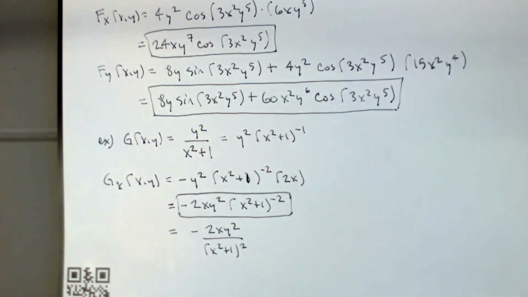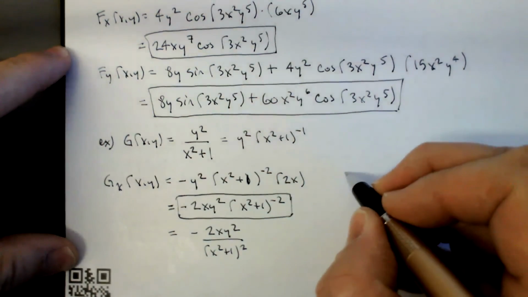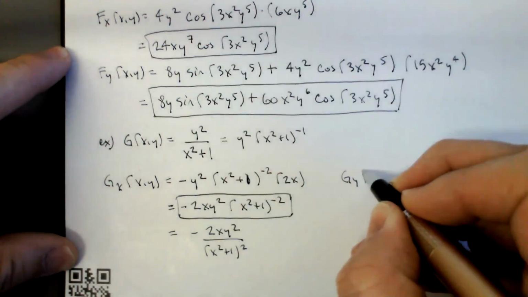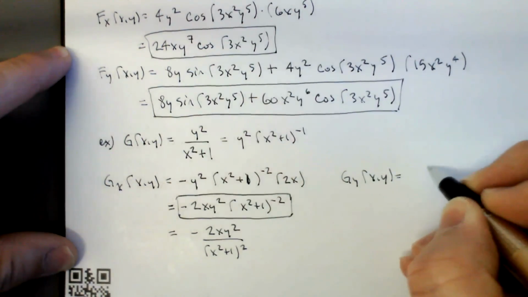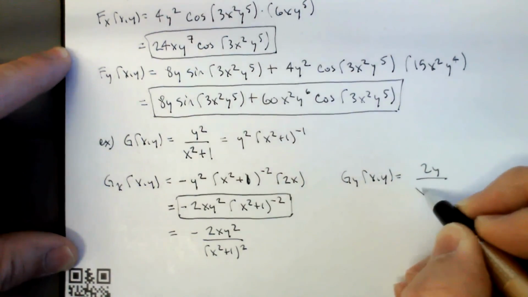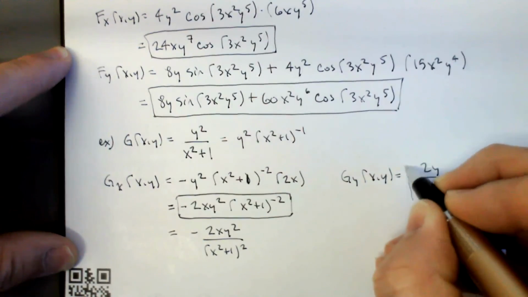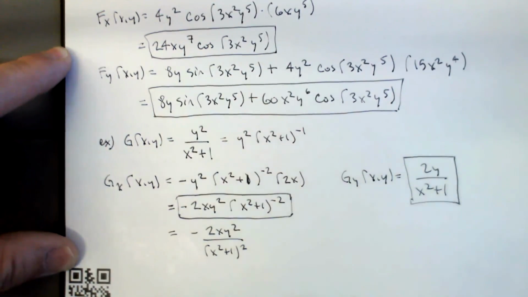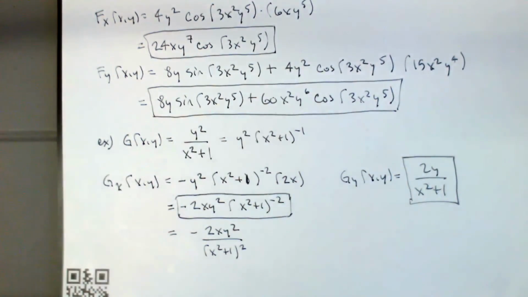The partial with respect to y is even easier because it's just y squared times 1 over x squared plus 1, and that's all constant. So the derivative of g with respect to y is just 2y times that constant. Question?